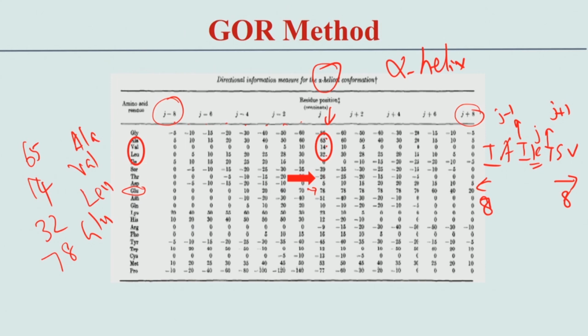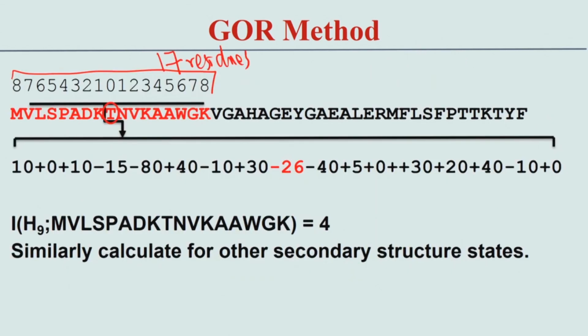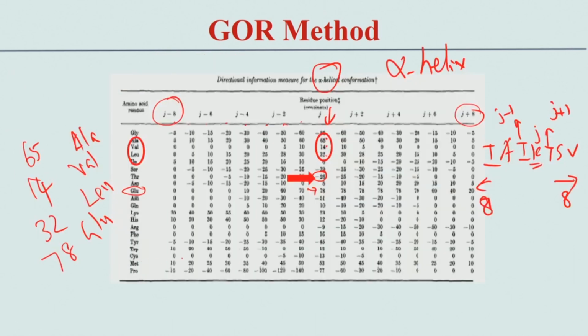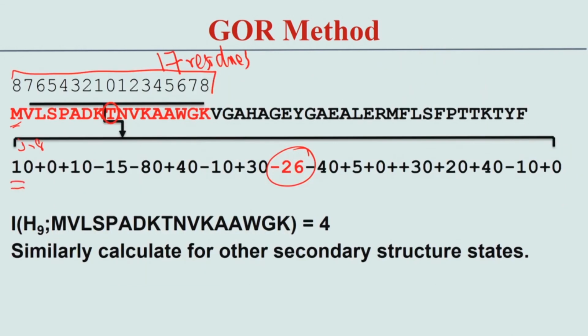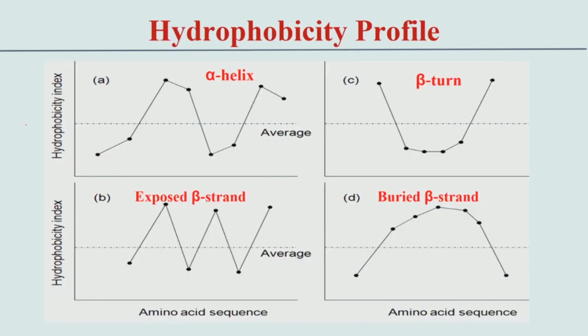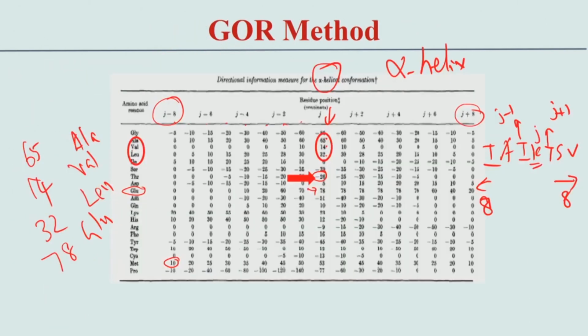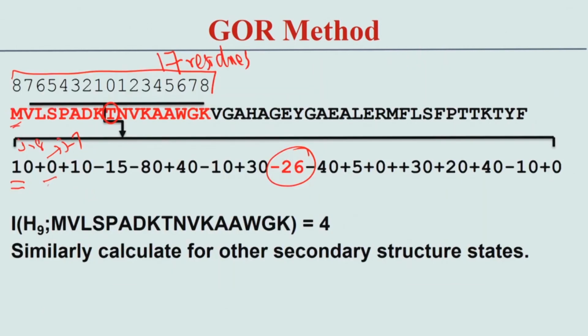T is here, this is the central value, equal to minus 26, so they put minus 26 here. Then take J minus 8. Which residue is J minus 8? Methionine. So go with the methionine, which is here, this J minus 8 is 10, so put the value 10. This is J minus 7, which is valine. If you see here, the valine J minus 7 is equal to 0.